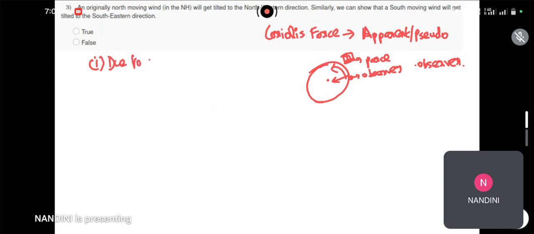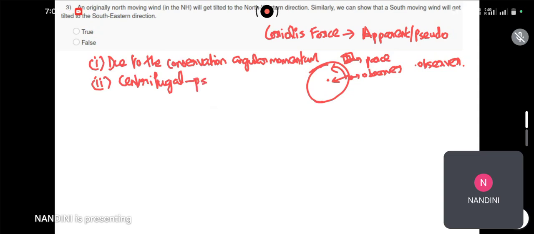First one is due to the conservation of angular momentum. The second one is due to the centrifugal force, which is acting due to the rotation, but it will be in the direction towards the center of the Earth. So due to the conservation of angular momentum, when a body is moving with respect to the non-inertial frame of reference of the Earth, and the centrifugal force which comes into play due to this rotational motion of the Earth, because of these two reasons, an apparent or pseudo force actually acts, which is basically known as the Coriolis force.